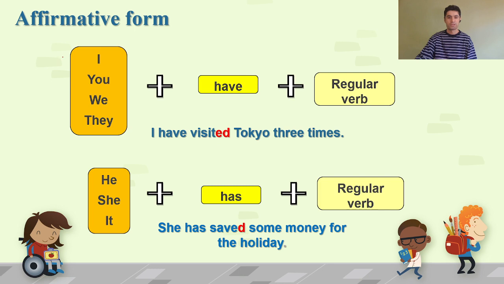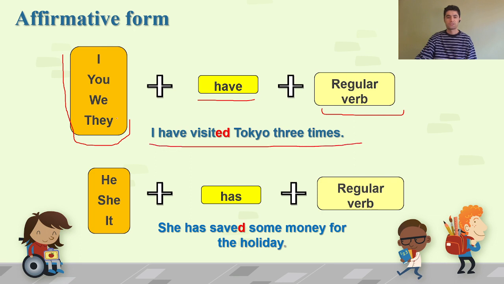As always, first comes the subject. Subjects are these pronouns such as I, you, we, and they. And after these pronouns, we use the auxiliary verb have plus regular verb. This is the simple formula of the present perfect tense. But now let's have a look at the example sentence. This is the example sentence.